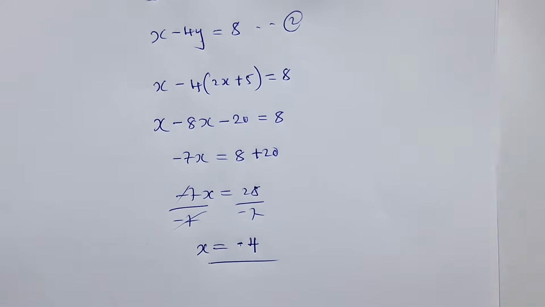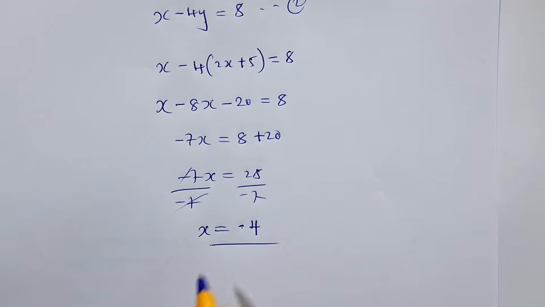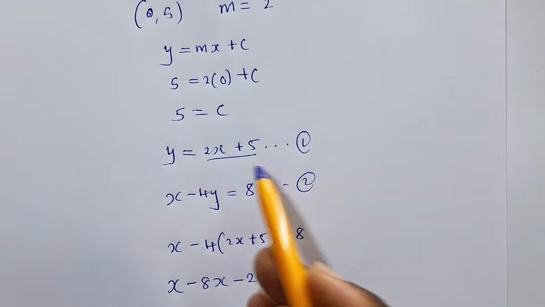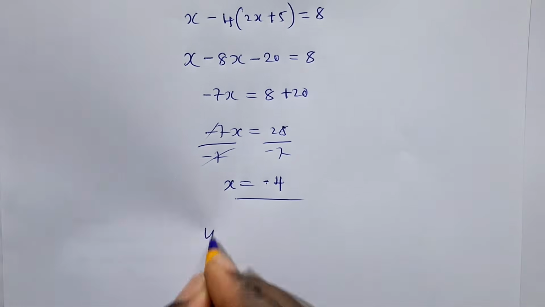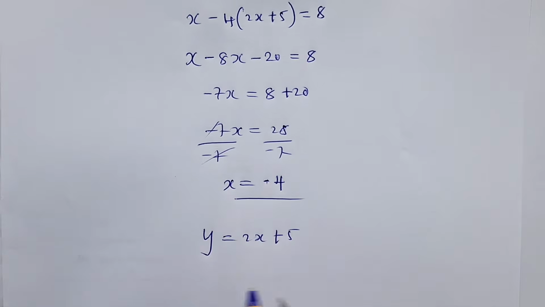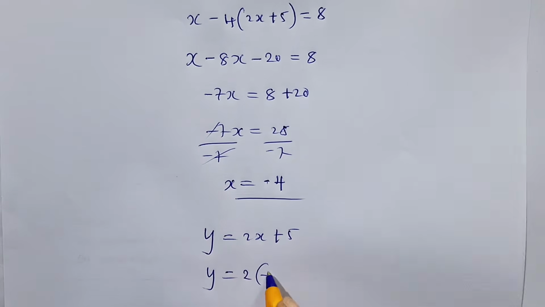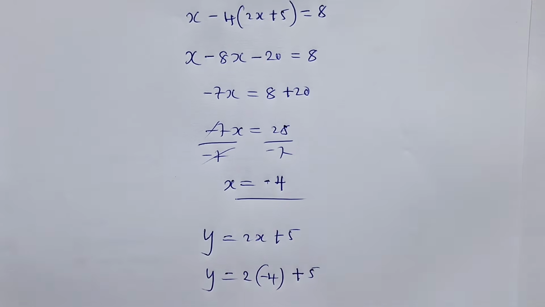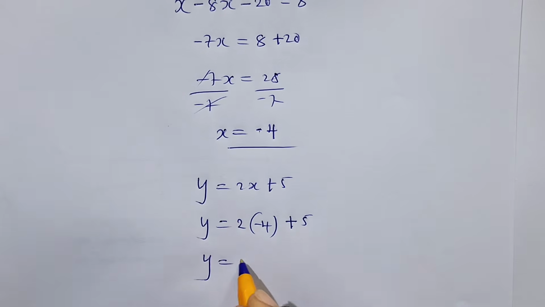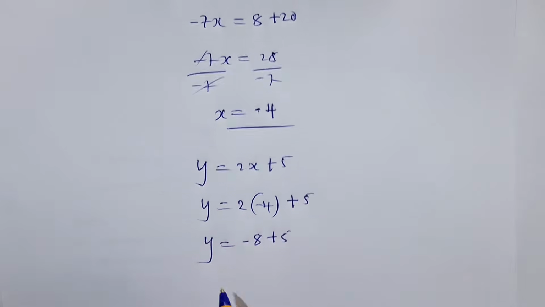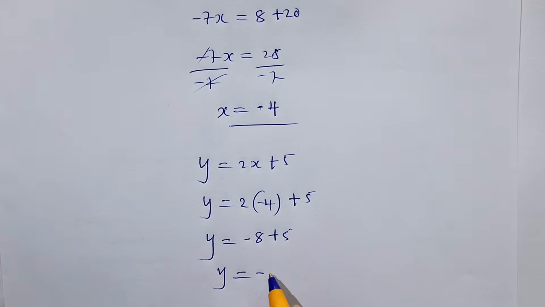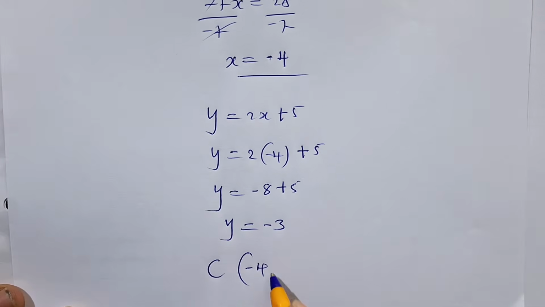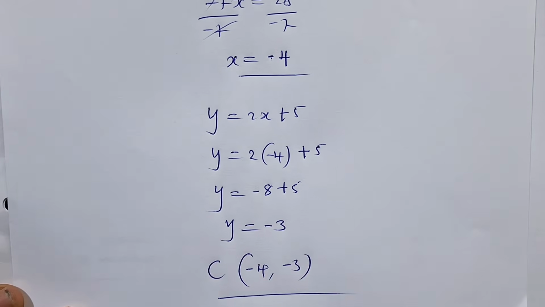Okay? So for the y coordinate to be found, since we found the x coordinate, we can get any of the equations. If you want, we can get equation 1. So equation 1 is y is equal to 2x plus 5. Y is equal to 2, there we write negative 4, plus 5 here. And when we work out, this is giving us negative 8 plus 5. The y value is equal to negative 3. So we can say coordinates at C are (negative 4, negative 3). So these are the coordinates.